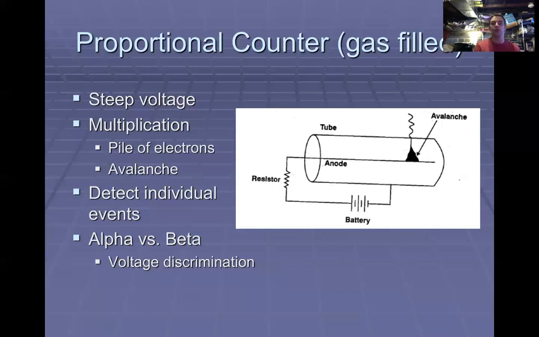They give us the correct voltages for this discrimination. But ultimately, you can set a voltage where you will only see alpha particles. So that gives you an alpha count. And then you can increase that voltage to a point where you will see alphas and betas. So if you have these two measurements, you can subtract the alphas from the alpha beta count and then have your beta count as well.